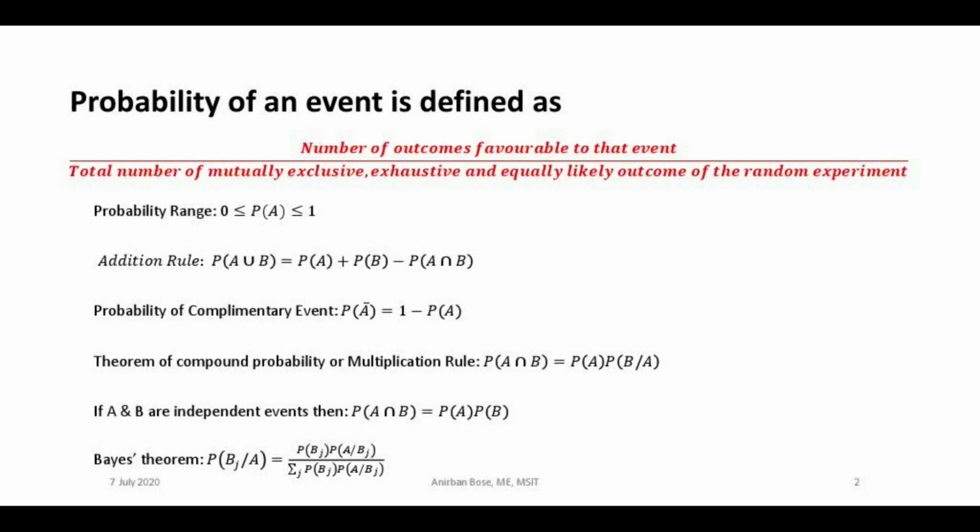Welcome students. In this session we are going to discuss probability. The probability of an event is defined as the number of outcomes favorable to that event divided by the total number of mutually exclusive, exhaustive and equally likely outcomes of the random experiment.